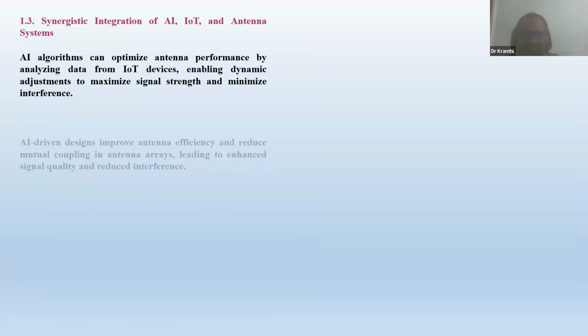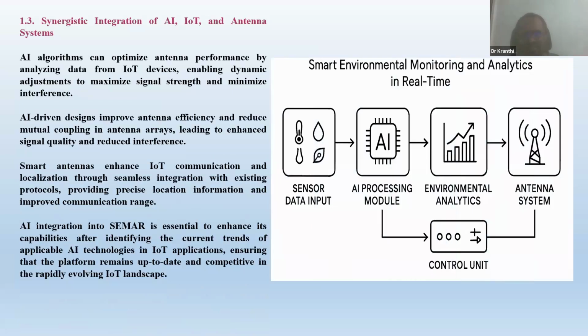So here I can go with a smart environmental monitoring system with the combination of AI, which can optimize. In the previous slide we talked about how antennas are able to capture specific frequencies and send and receive. So we can receive particular data at threshold level 1, level 2, level 3, level 4. Based on that, these AI algorithms can extract the data, which is part of IoT devices, enabling real-time adjustments to maximize signal strength and minimize interference.